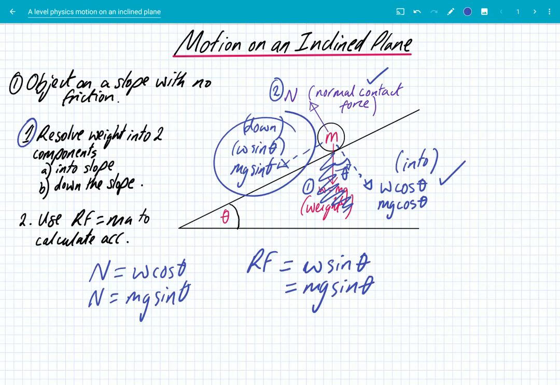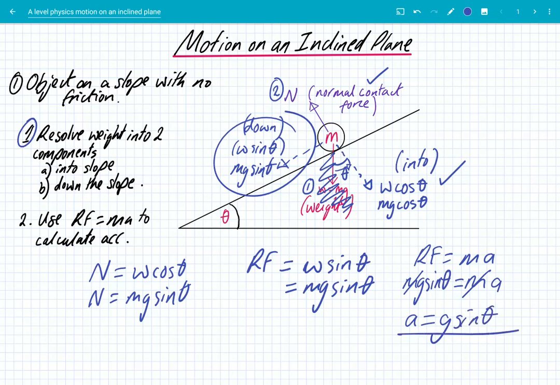We know that a resultant force causes acceleration using Newton's second law, RF is equal to ma. So if we say mg sine theta, that's our resultant force, which is the component of the weight down the slope, is equal to ma. We can cancel off the m's, the mass doesn't have an effect, and we can write an expression for the acceleration of this object. a equals g sine theta. And it doesn't matter what mass the object is, if you put an object on a slope, its acceleration will always be given by this expression in the case of no friction. So it's a very special case.